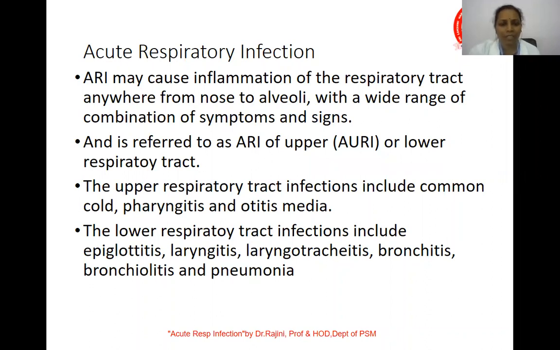We can classify acute respiratory infection into upper respiratory tract infection and lower respiratory tract infection. Upper respiratory tract infections include common cold, pharyngitis and otitis media. Lower respiratory tract infections include epiglottitis, laryngitis, laryngotracheitis, bronchitis, bronchiolitis and pneumonia. This is how we classify acute respiratory infection into upper tract infection and lower tract infection.